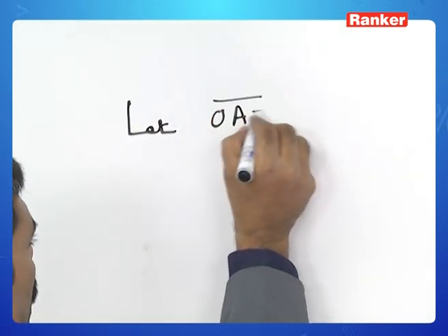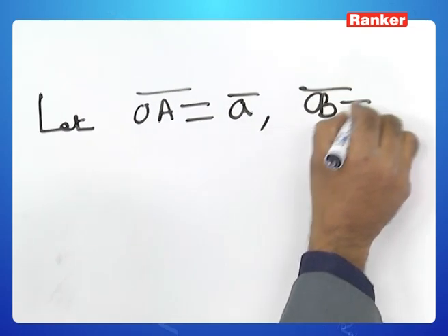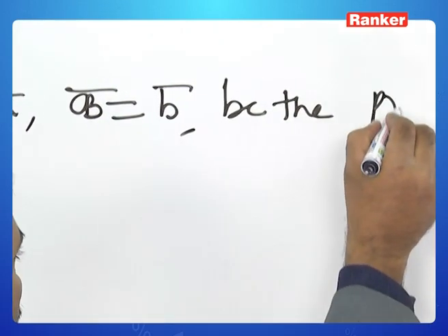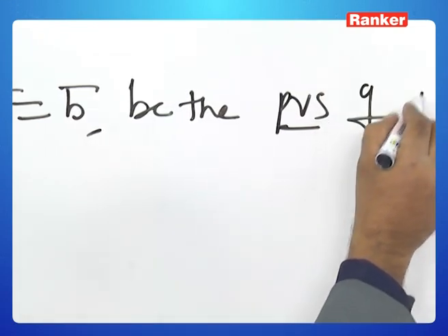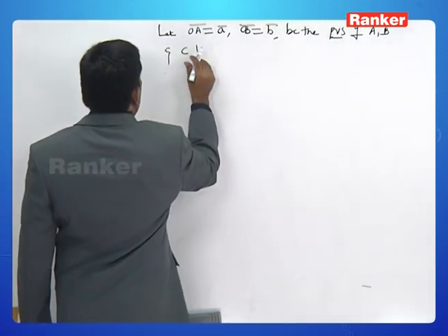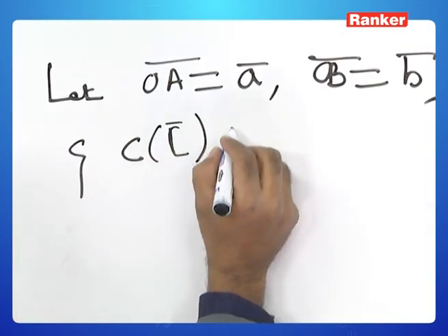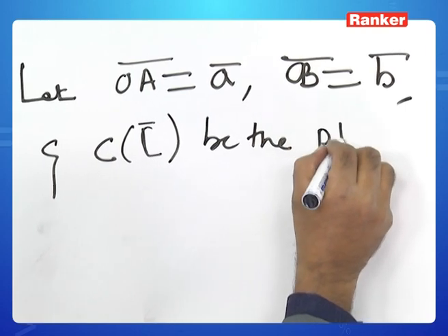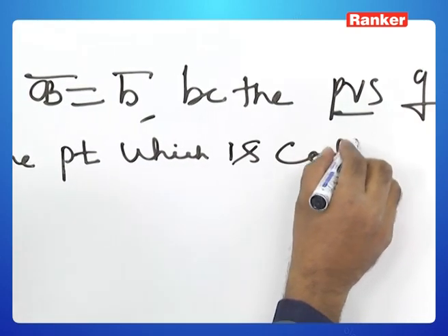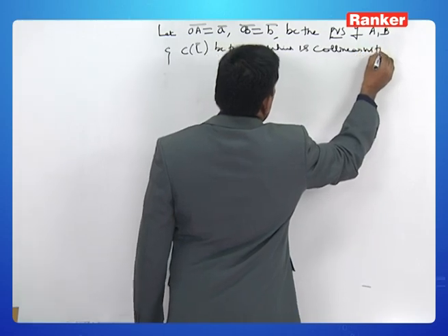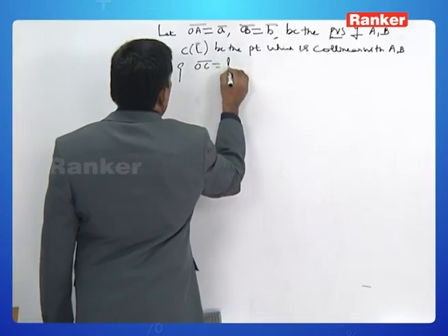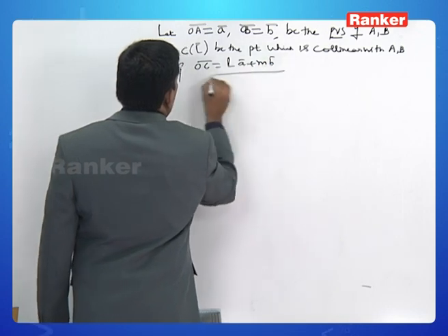OA bar is equal to A bar, OB bar is equal to B bar, be the position vectors of capital A, comma B, comma C, and C of C bar be the point which is collinear with capital A, comma B, and OC bar is equal to LA bar plus MB bar.